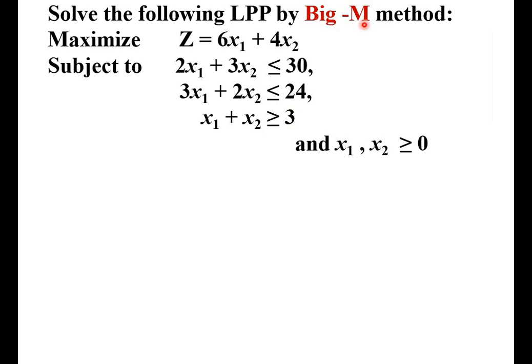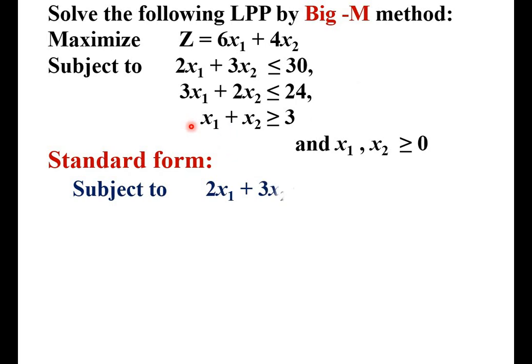First of all, listen carefully to the selection criteria for the Big M method. If at least one constraint has a greater than or equal to sign, then definitely you can apply the Big M method. So here I am going to apply the Big M method. First convert it into the standard form.